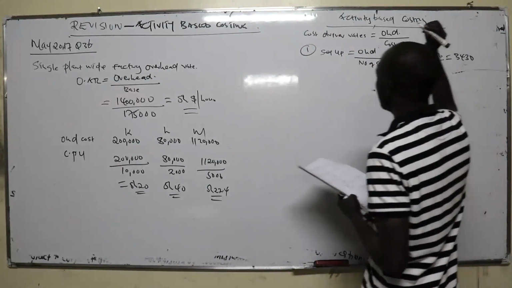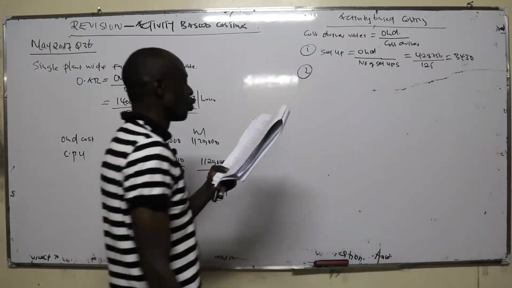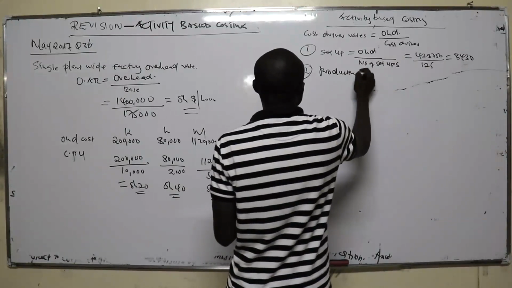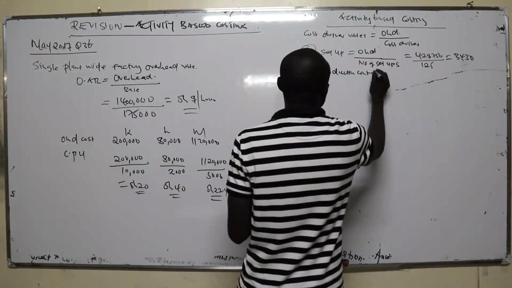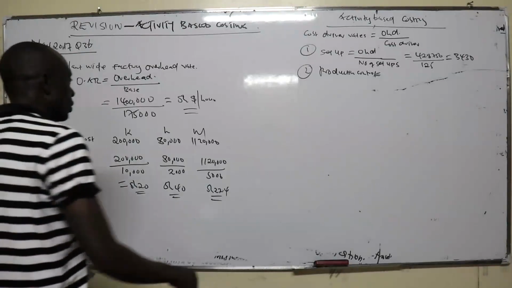That is setup. Number two, the next activity is production control.